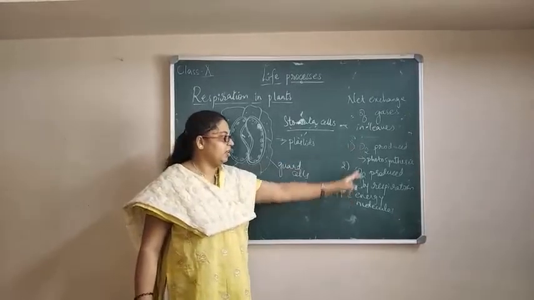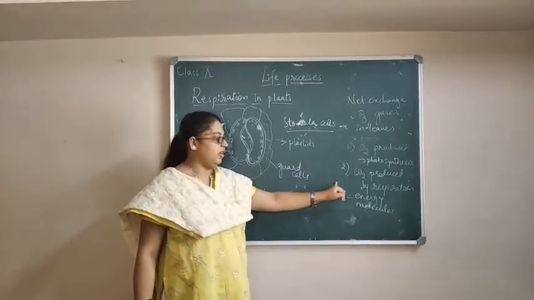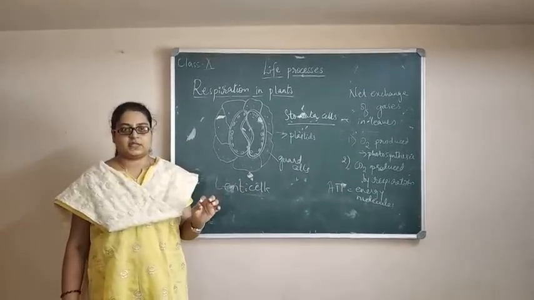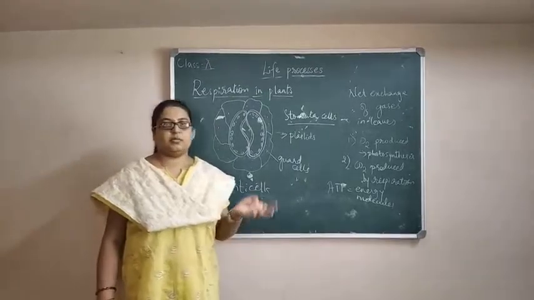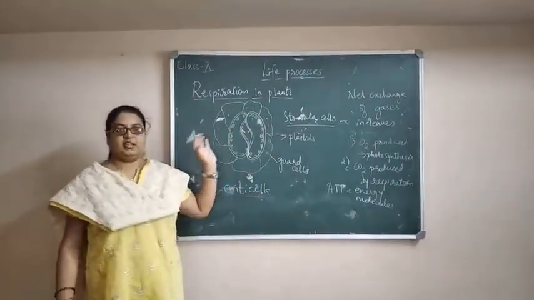These are the steps. These two steps take place during daytime. But during night time, as there is a lack of sunlight, photosynthesis does not take place, but exchange of oxygen and carbon dioxide takes place through the stomata cells. Understood?